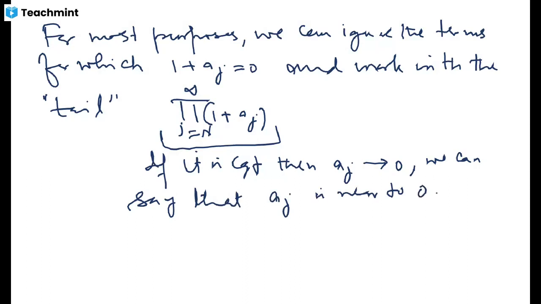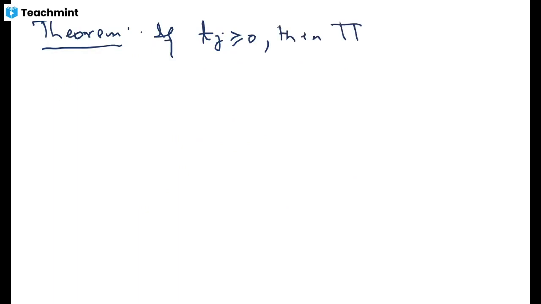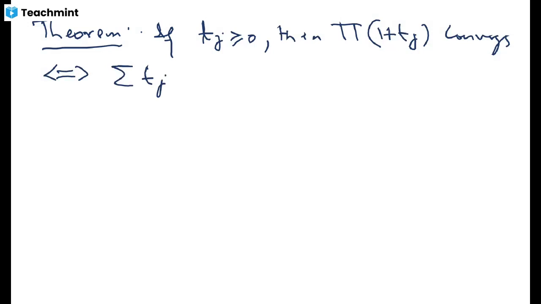So this is something which we have to keep in mind. And the first thing that we are going to observe is the following result regarding the convergence of infinite products of non-negative numbers. I'm considering non-negative numbers tj's, and in case of non-negative numbers, the infinite product of 1 plus tj converges if and only if this series of tj's converges.